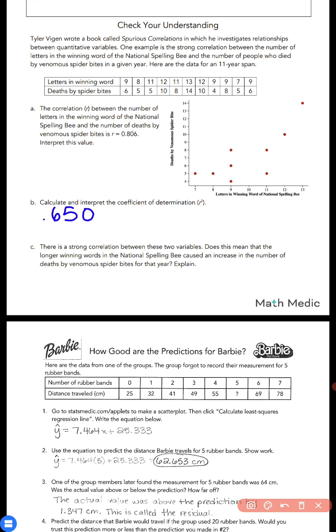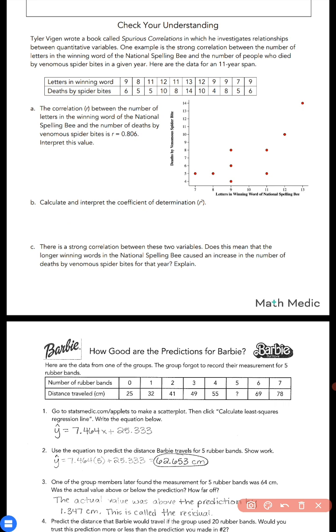So why is that important? So here's the thing. If 65% of the variation in this variable can be explained by this variable, that means 35% of the variations that we're seeing must be explained by something else. There are some other factors at play here, right? And that kind of makes sense because we don't really expect letters in the spelling bee to have much to do with deaths by venomous spider bite.